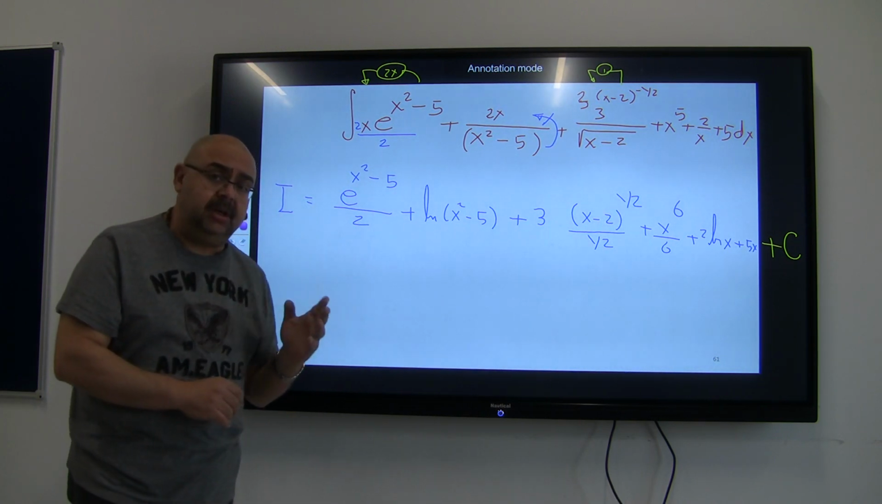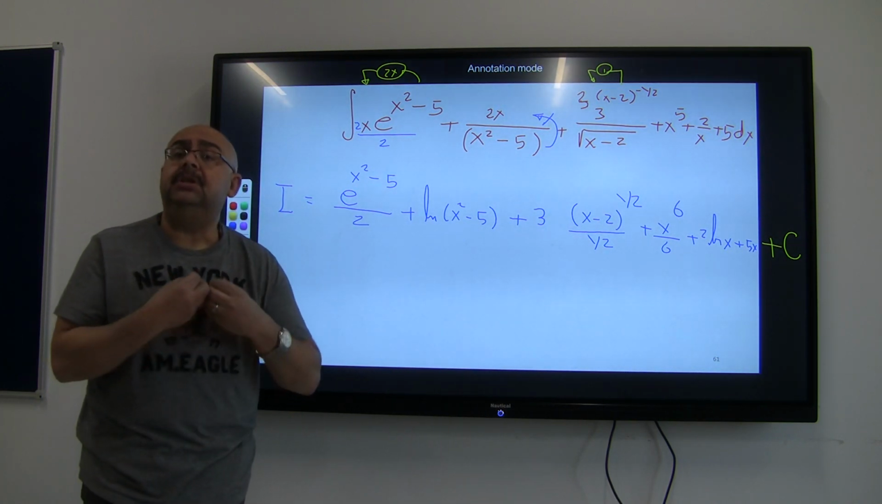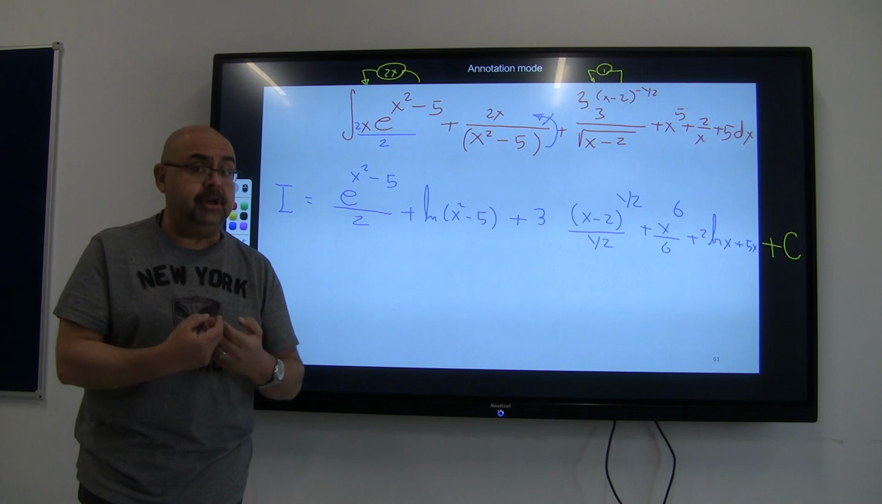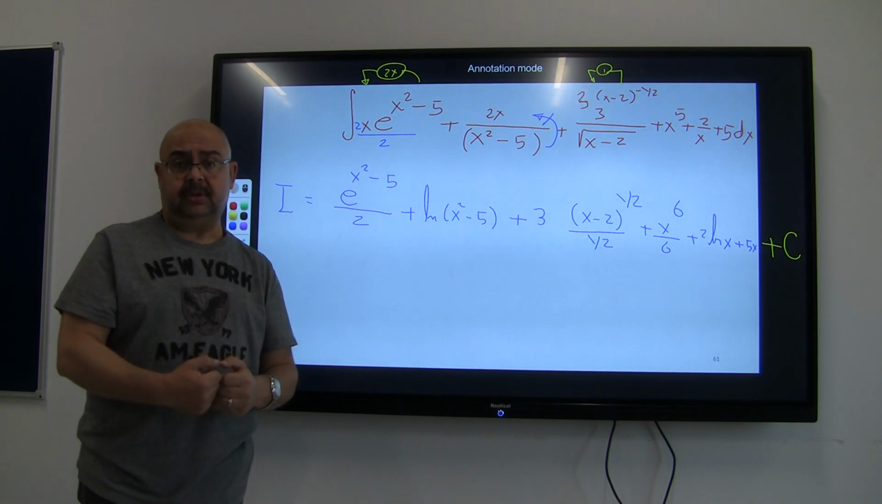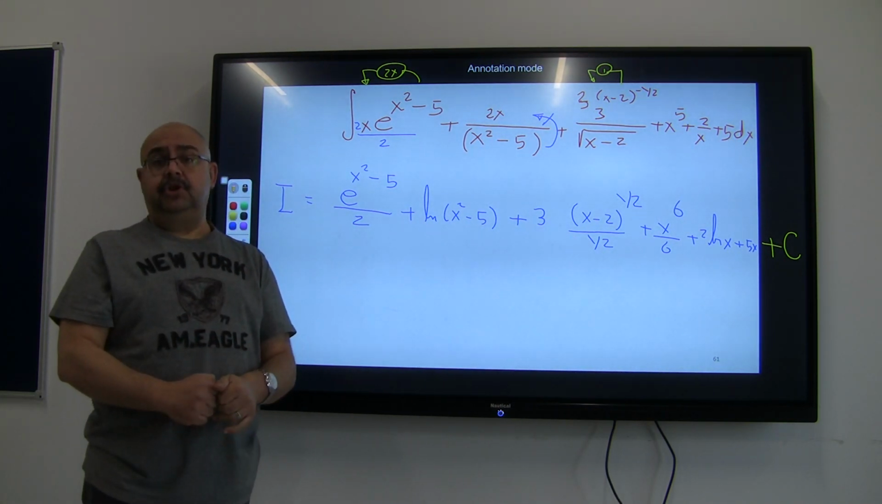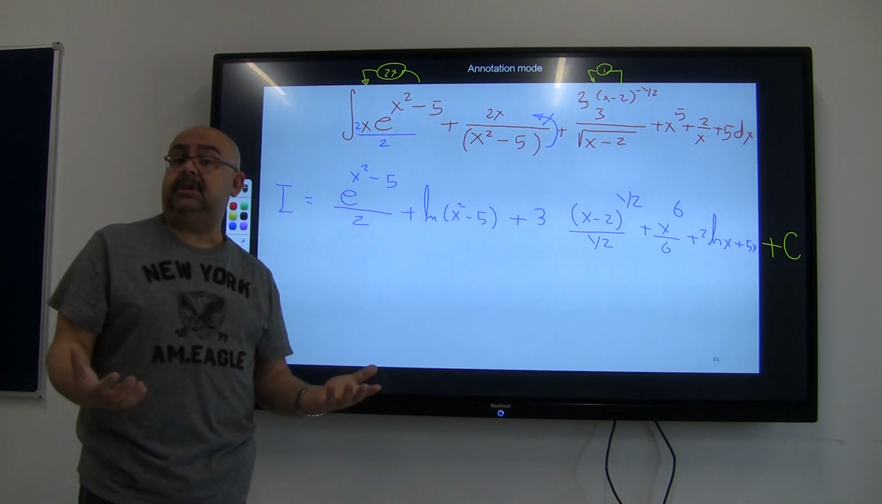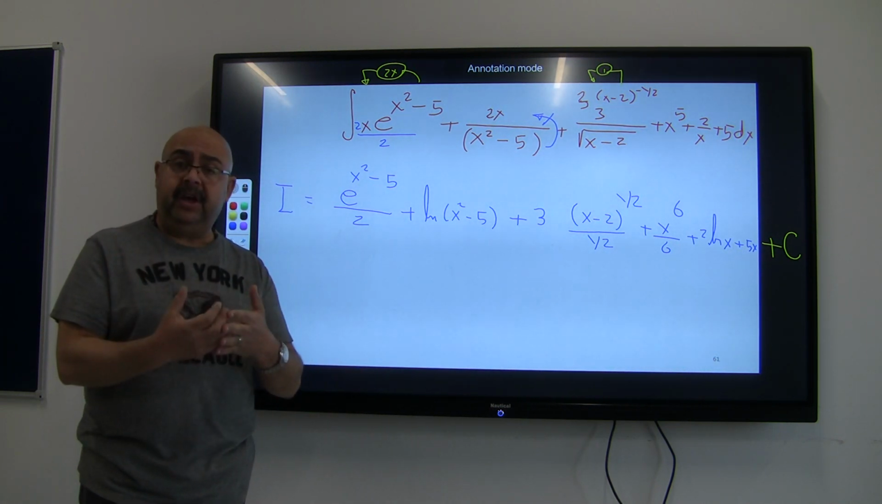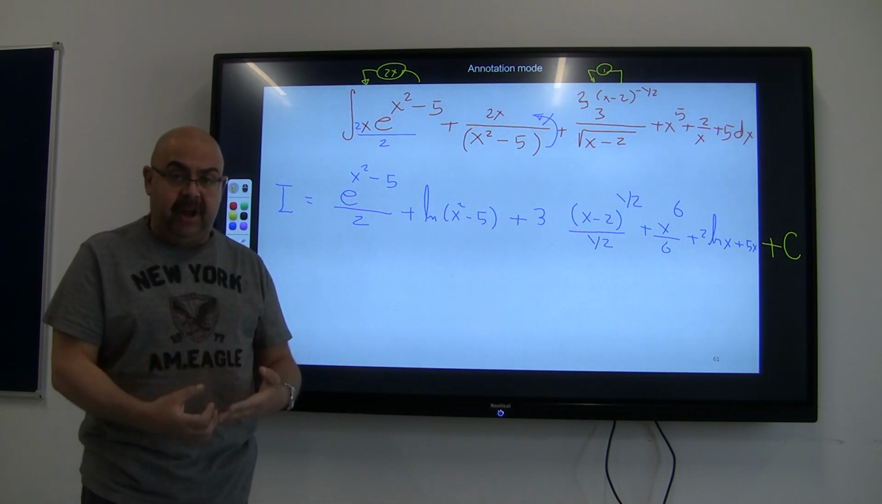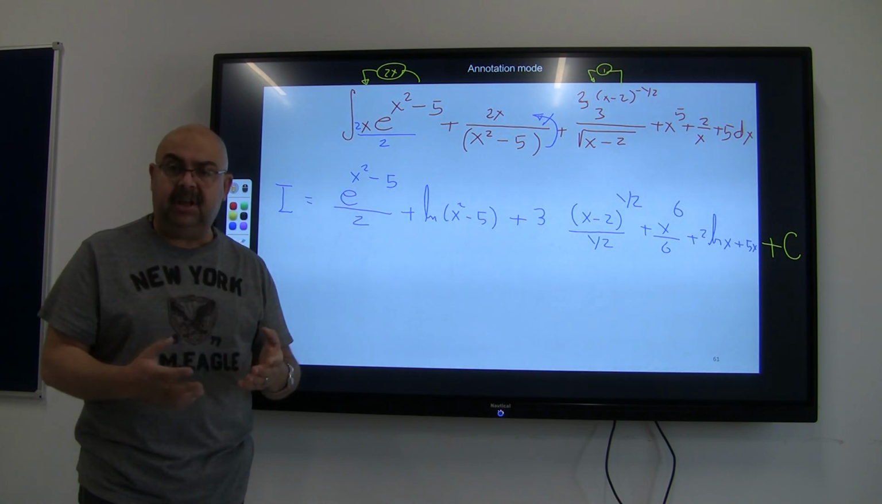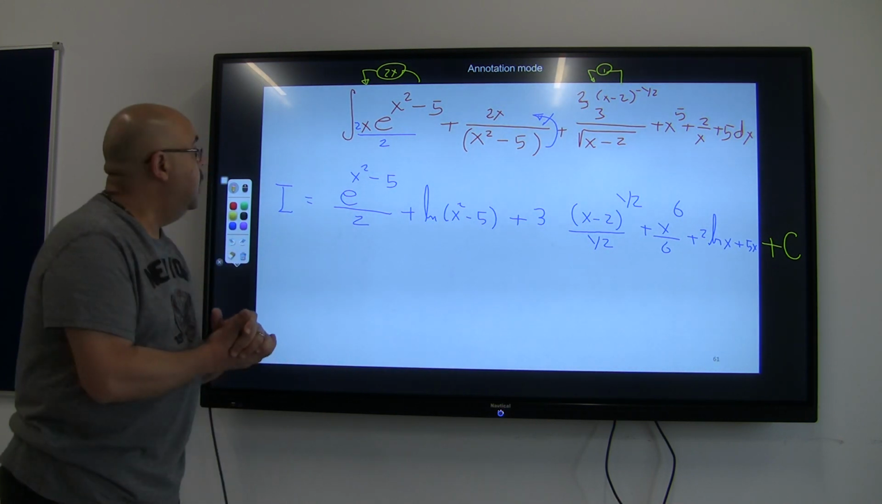Before going or studying integration, you have to study differentiation, because integration, as I told you, is an antiderivative process. It's the inverse of the differentiation process. So you have to understand differentiation very well. This way, you will be able to integrate exactly and correctly as much as possible.